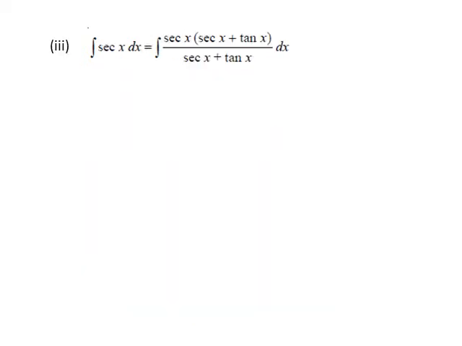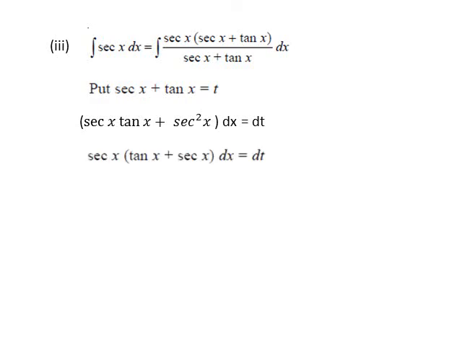Let's solve one more part, that is integral of secant x with respect to x. In the first step, multiply and divide secant x by (secant x plus tangent x). Now put secant x plus tangent x equals t. Differentiate both sides. We get secant x tangent x plus secant square x dx equals dt. Take secant x as common. We get secant x multiplied by (tangent x plus secant x) dx equals dt.